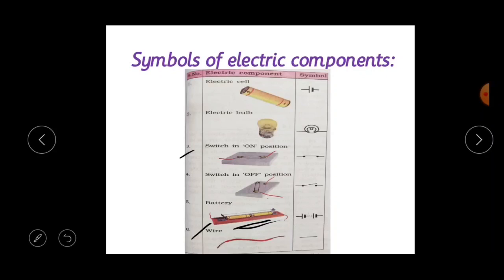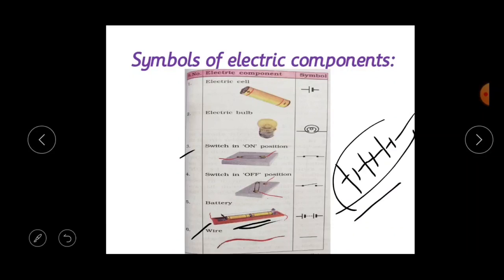Next is wire. So this is the symbol of wire, the common line. This is a symbol of wire. Okay. And this is the symbol of battery. This is one battery which is connected to another battery. If it is like this, it goes on continuously. Okay. So this is a battery and this is a wire, a single line, common line. This is a wire. So wire connects different components in a circuit, isn't it?